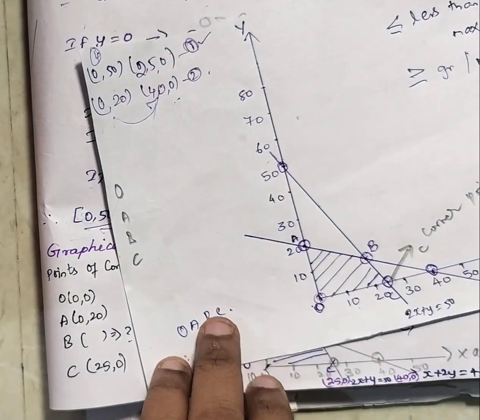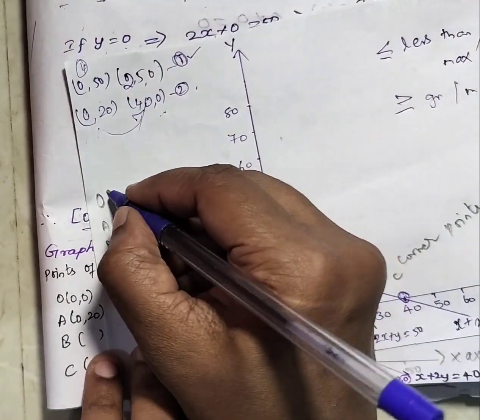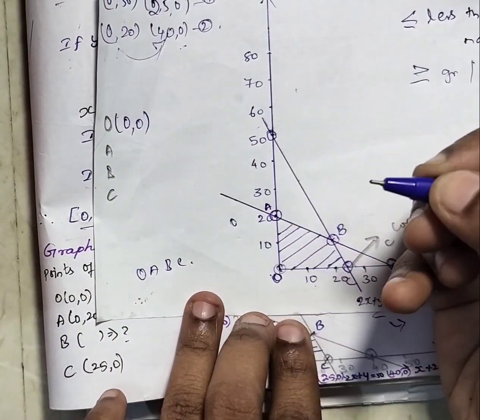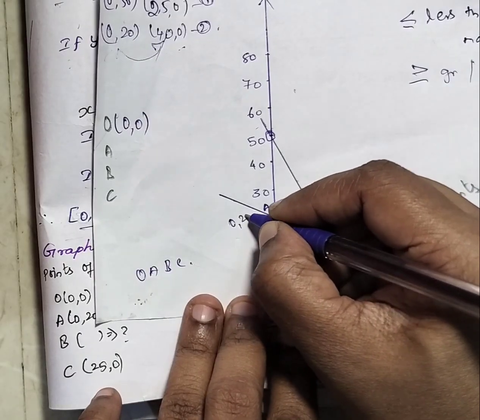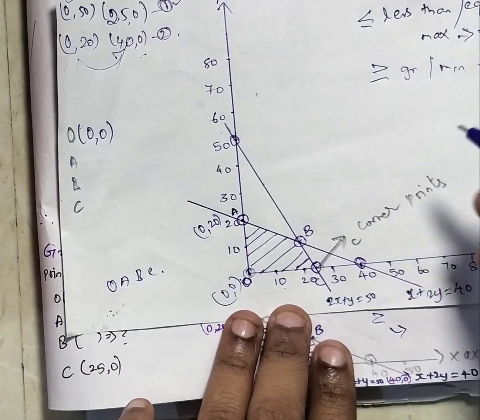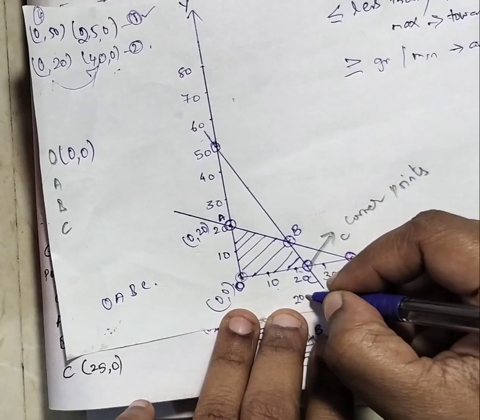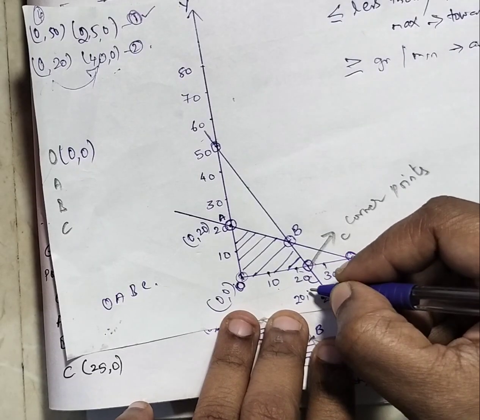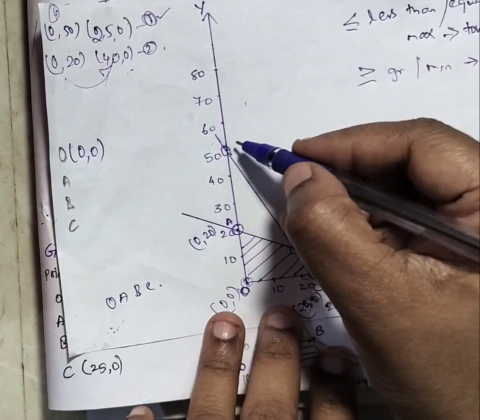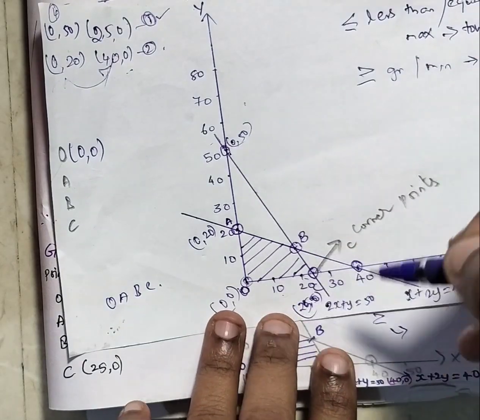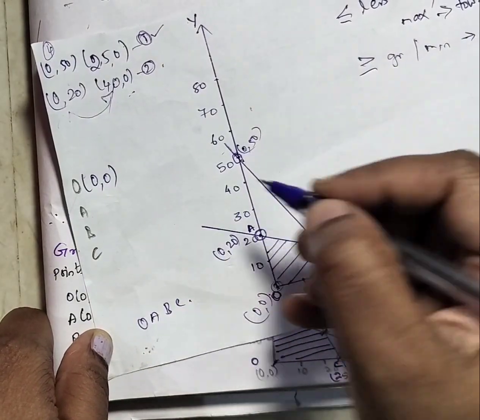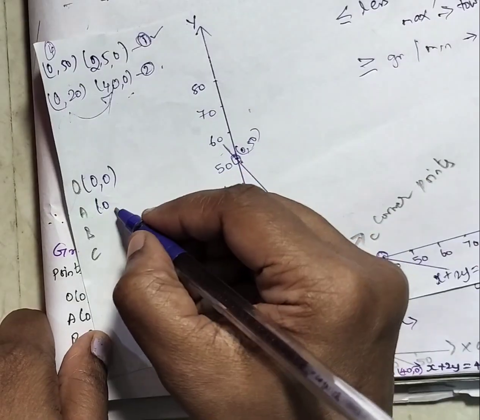We already know the origin O is (0, 0). For A, we have already matched it: it is (0, 20). And C is (25, 0). These are the points we already matched. For the A point the corresponding point is (0, 20).